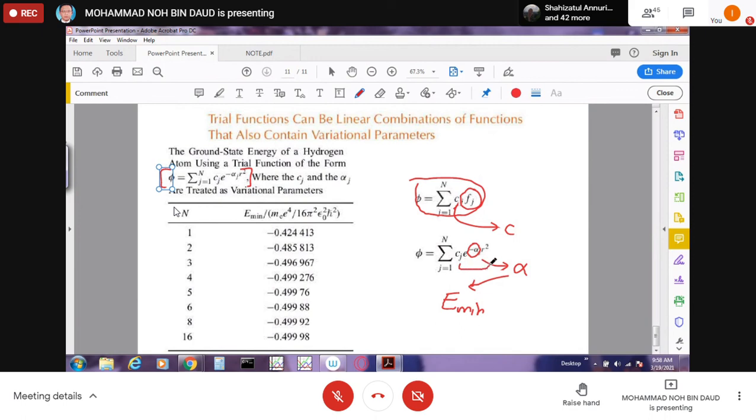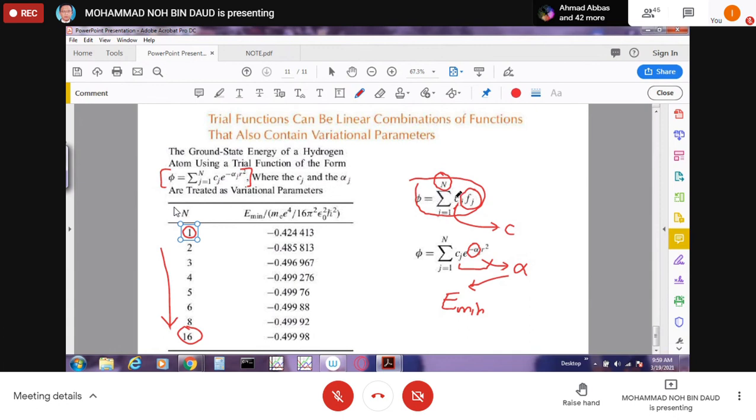This actually is like the true ground state energy, with the Z, the atomic number here. So the alpha here is actually the effective nuclear charge or atomic number. So we want to get this alpha. With the linear combination, you can see the number here we increase from 1 to 10 to 16.